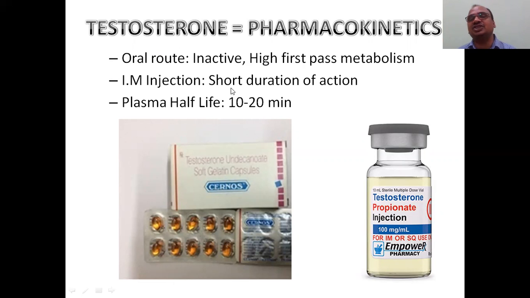Okay, IM injections are very good, with a short duration of action. Plasma half-life is 10 to 20 minutes. Within 10 or 20 minutes, whatever testosterone you have taken will become half. 10 grams will become 5 grams, 5 grams will become 2.5 grams. Like that, it goes on reducing.